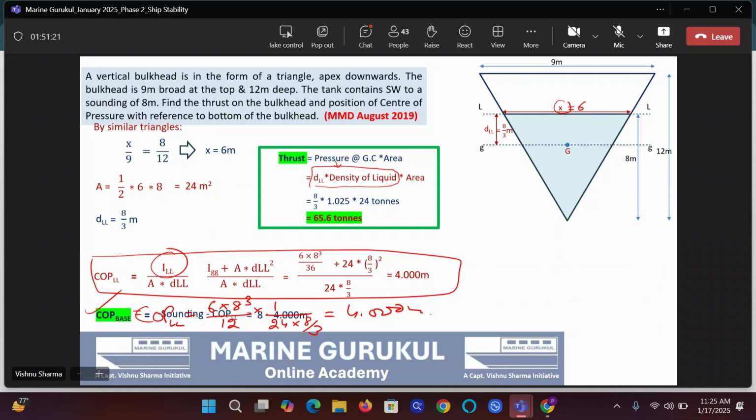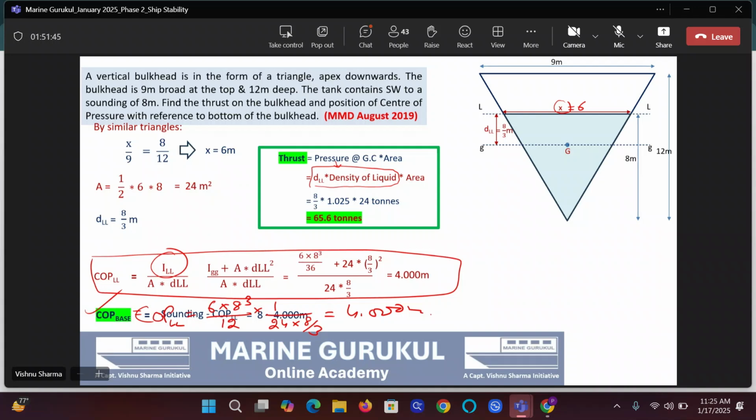Sir, why are we finding this COP everywhere? What is the use of this COP? Suppose one of your holds is bilged and filled with water, right? Yes, sir. So force will come on the bulkhead, right?